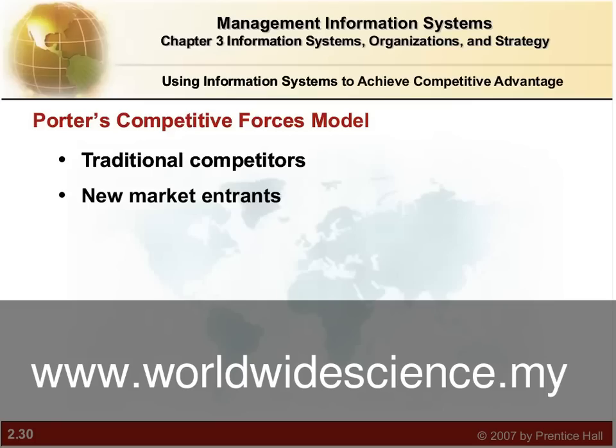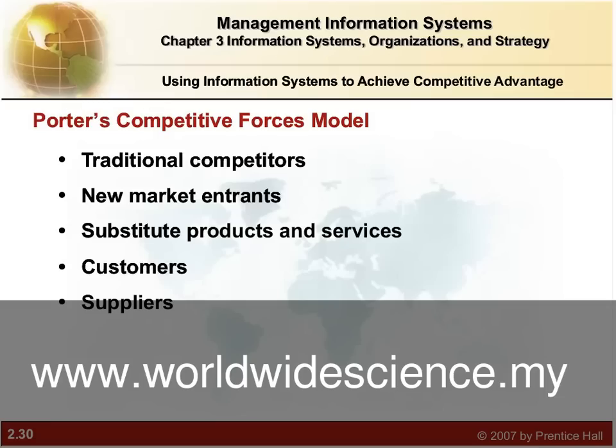For any kind of company or firm in an environment, in an industry, there are some traditional competitors. There are new market entrants. Day by day, new companies come out in the market. There are substitute products and services. There are always some substitute products. There are customers and suppliers. These are the five components of Porter's competitive model.